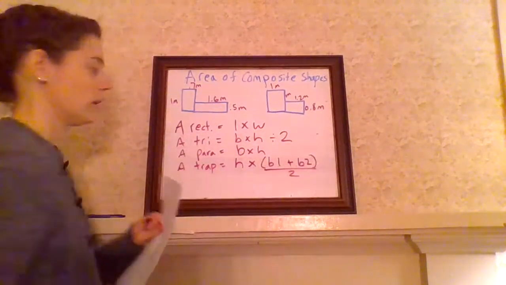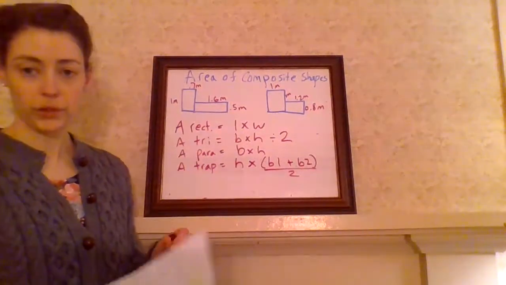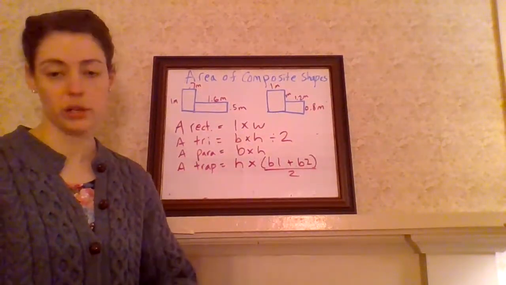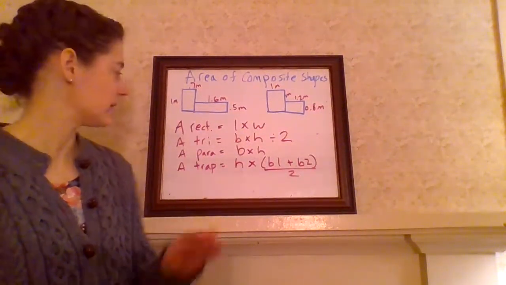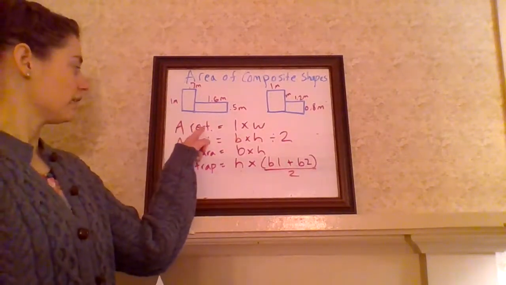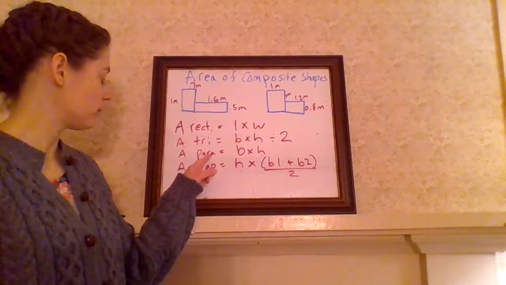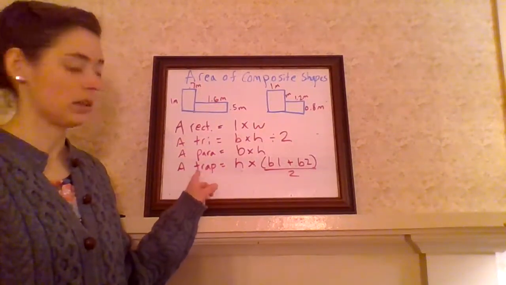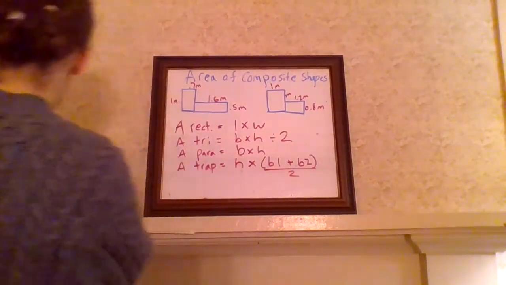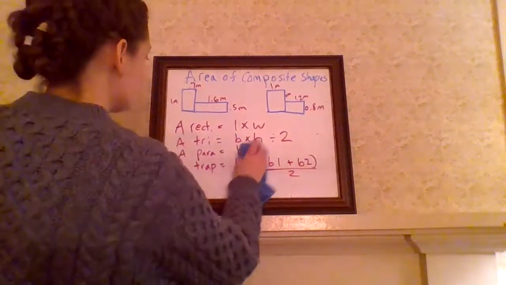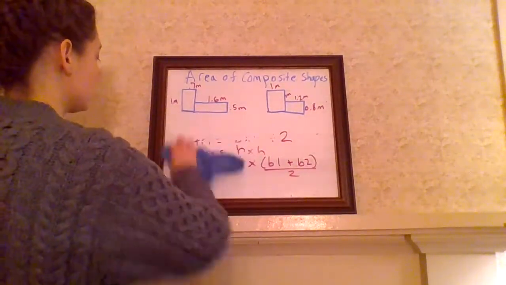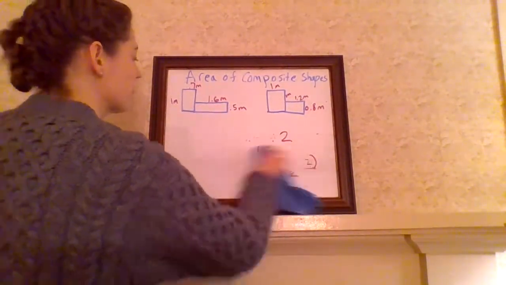Okay, so those are important formulas to know, and the more you use them, the more likely you'll be to memorize them. Especially area of a rectangle and area of a triangle are ones that you'll use quite often, but even parallelogram and trapezoid are good to memorize. Now that we know those things, you know how to find the area of all of those shapes.